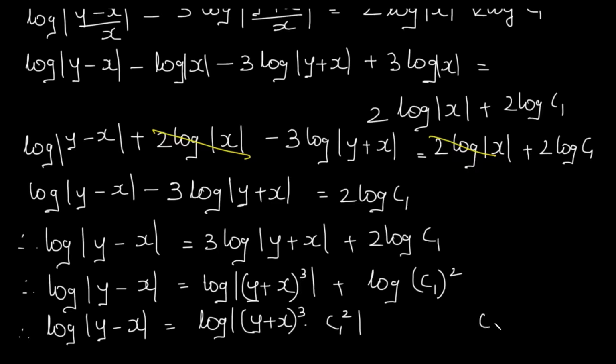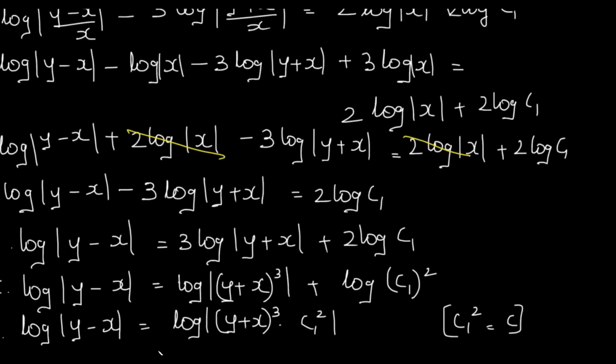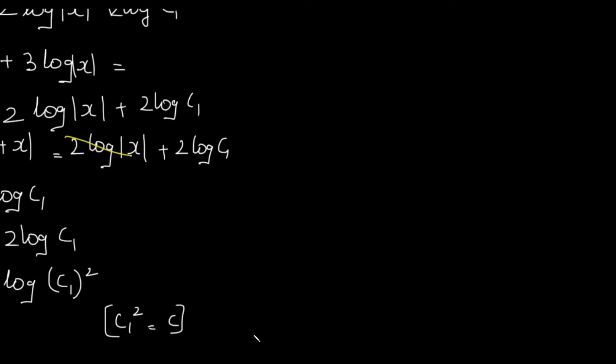Now this c1 square is a constant. c1 square can be written as c, and therefore we can get our final answer over here by removing the log from both the sides. Log is cancelled from both the sides, and therefore we get y minus x is equal to (y plus x) the whole cube into c.